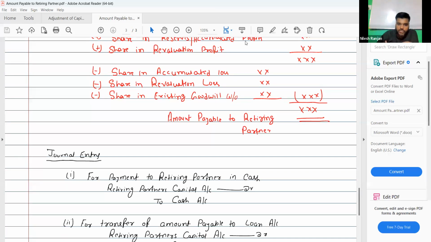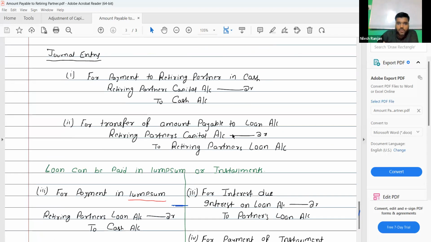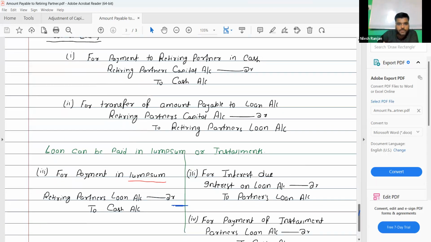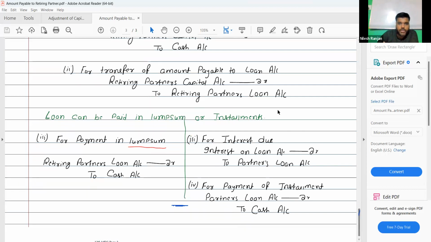If you pay the amount at the time of retirement, then the entry will be retiring partner's capital account debit to cash account. And if it is not paid here, then for transfer of amount payable to loan account. So if you pay the amount at the time of retirement, then to cash account, and if it is not paid, then for transfer of amount payable to loan account, retiring partner's loan account, here journal entry.